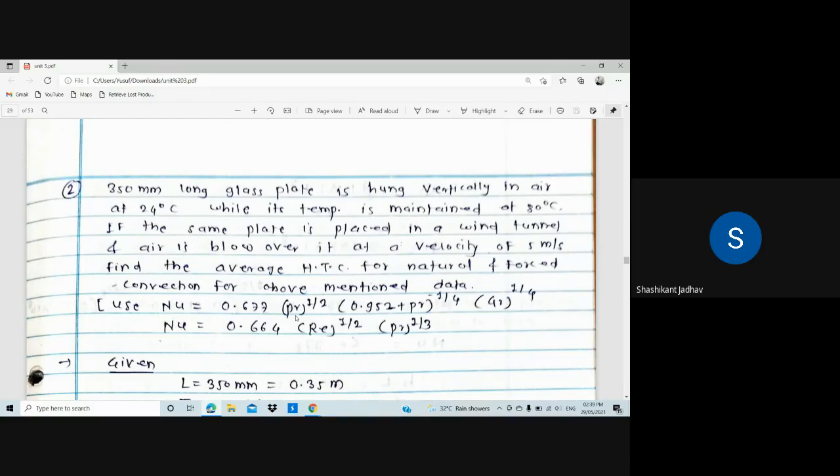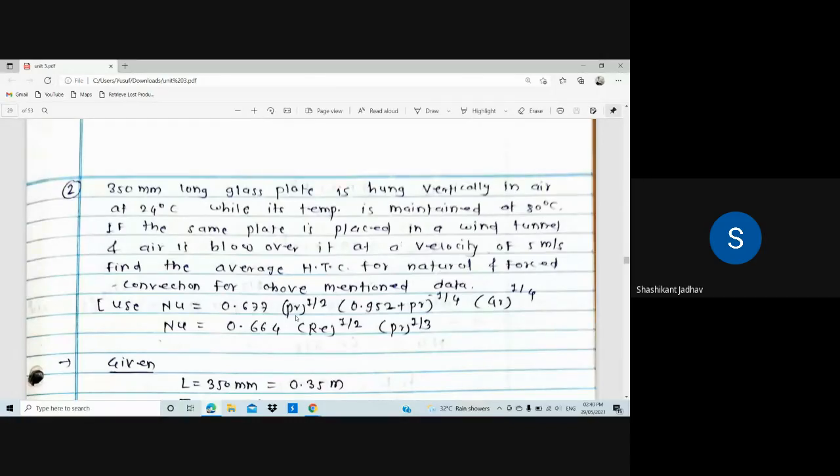If the same plate is placed in a wind tunnel and air is blown over it at a velocity of 5 meter per second, find the average heat transfer coefficient.